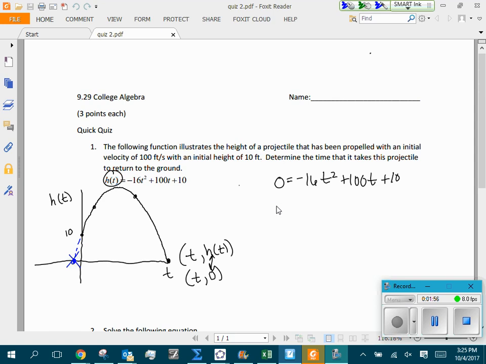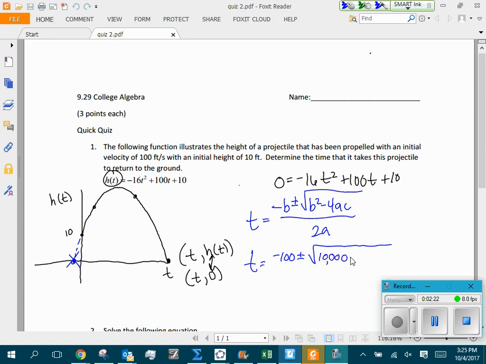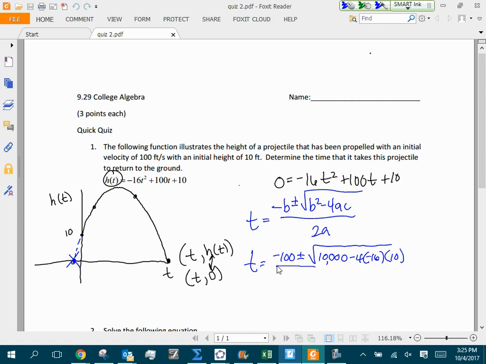We're going to say the opposite of b plus or minus square root b squared minus 4ac all over 2a is equal to t. We're going to plug that stuff in. Okay, opposite of b is negative 100 plus then b squared, which is going to be 10,000, minus 4a is negative 16, c is 100, or sorry, 10, all over 2a, which will be negative 32.